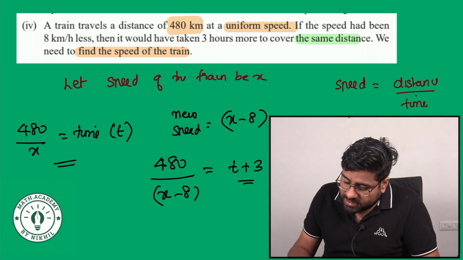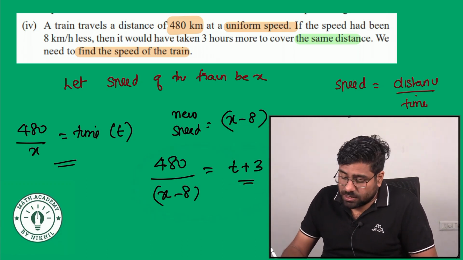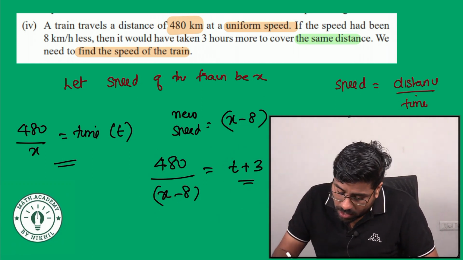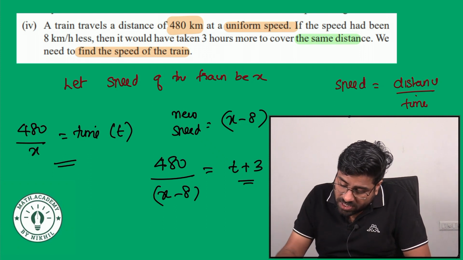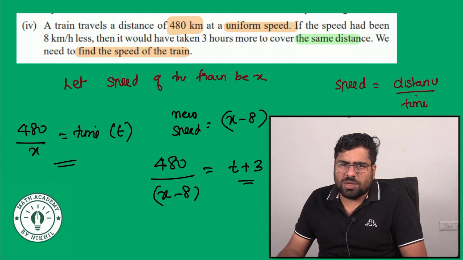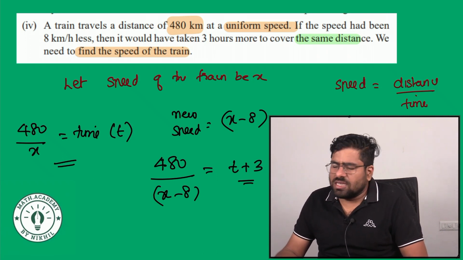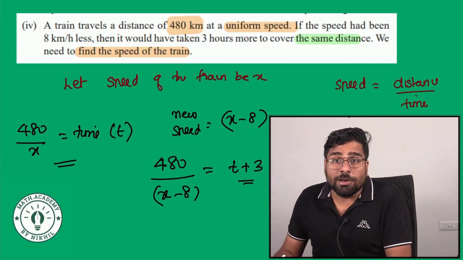All right. Let's see that. That is going to be t plus 3. Now when I am talking about t plus 3, that is going to be 480 divided by x minus 8 is equal to t plus 3. How can I solve it, dear students? I have a variable t here and a variable x here. I don't want 2 variables. I just want a single variable. I want to eliminate t. How can I eliminate t?